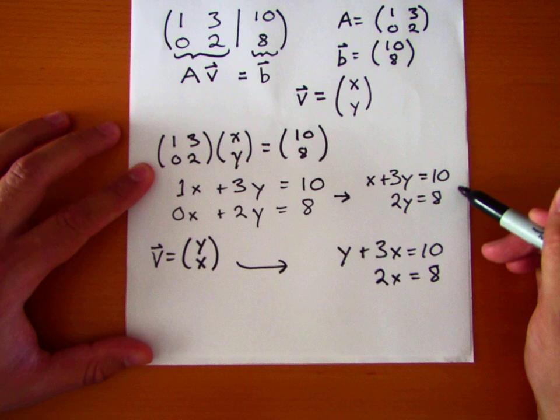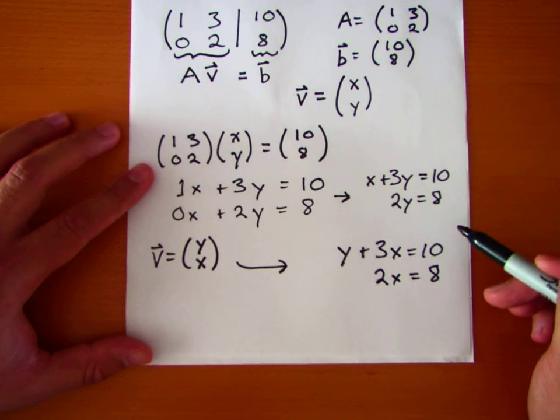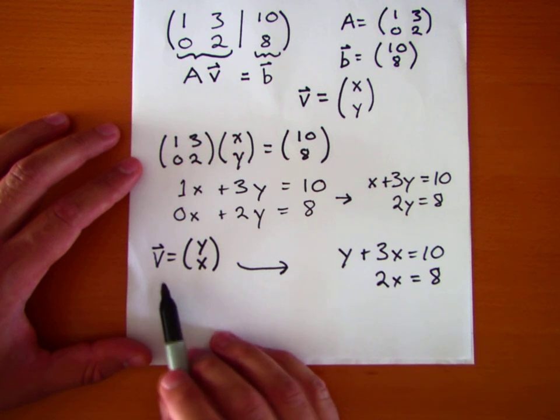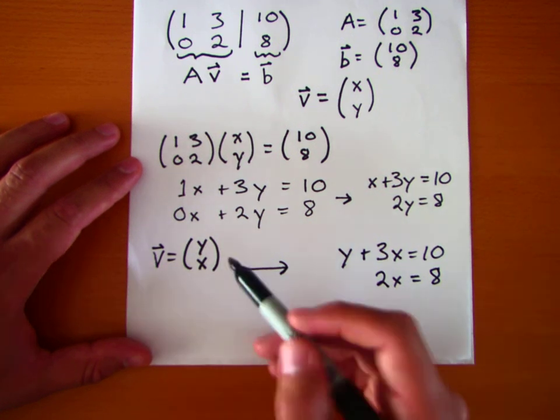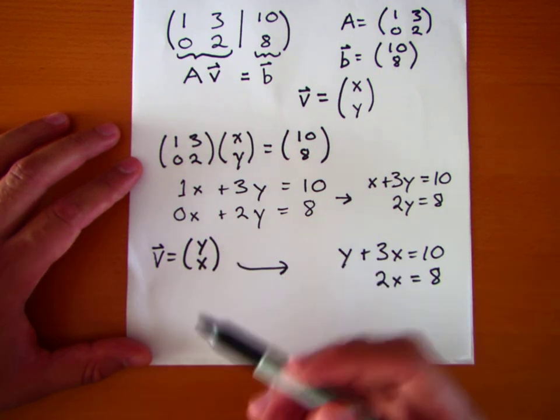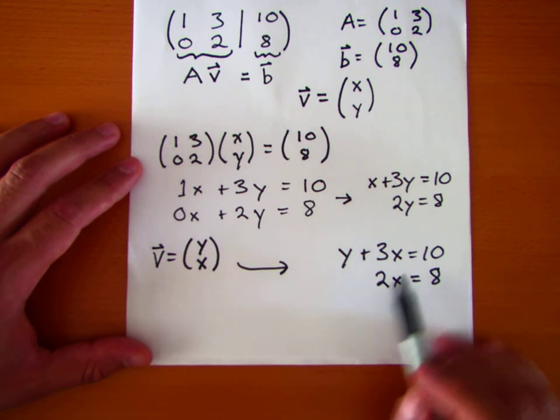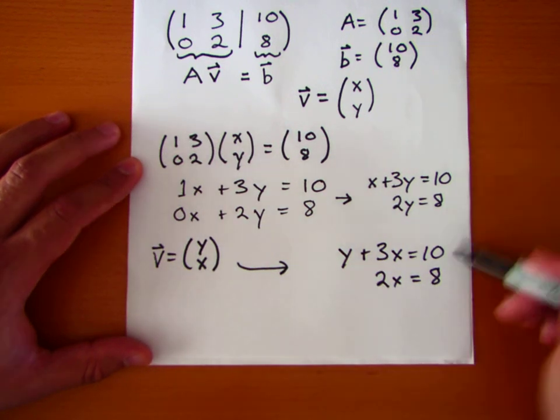So you can see the relationship between these two sets of equations and how they rely on the ordering of the variables. Now, there's nothing in the problem that says that V had to be equal to X, Y. We could have made it Y, X, we could have made it A, B, we could have made it P, Q, we could have done anything. So long as we're consistent, both of these answers would be correct.